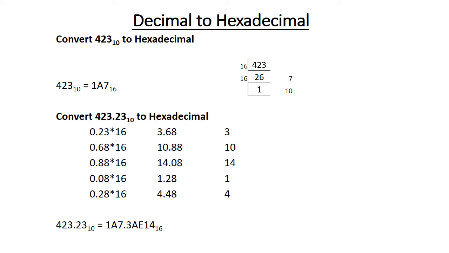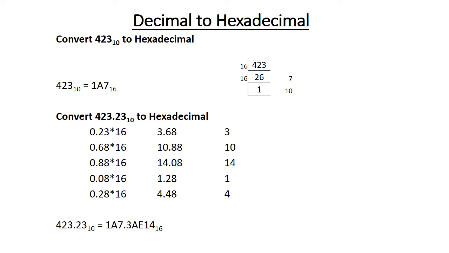Earlier we converted a decimal number to binary, a decimal number to octal, now a decimal number to hexadecimal. In order to convert a decimal number to binary, we divided by 2, since the base of binary is 2. And after that, we converted a decimal number to octal and we divided it by 8 since the base of octal is 8. So now we have to divide it by 16 since the base of hexadecimal is 16. You can see that division. 423 divided by 16. The answer is 26.